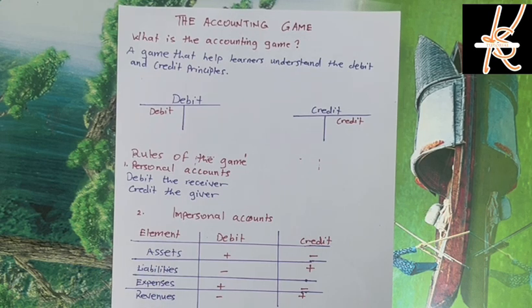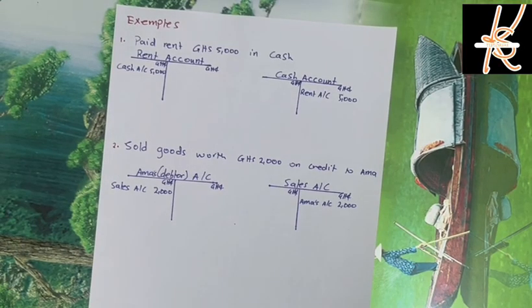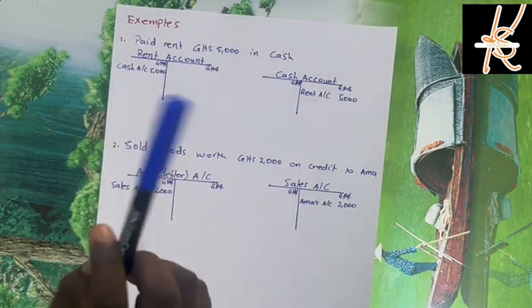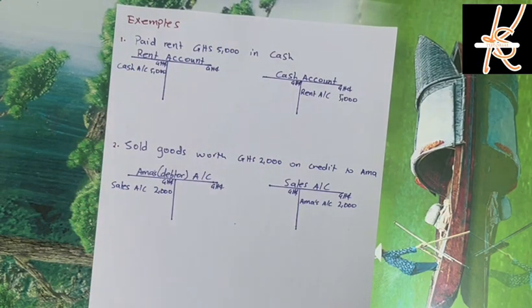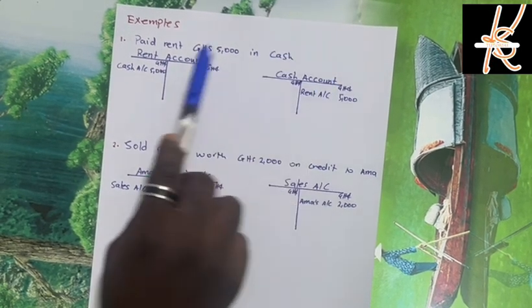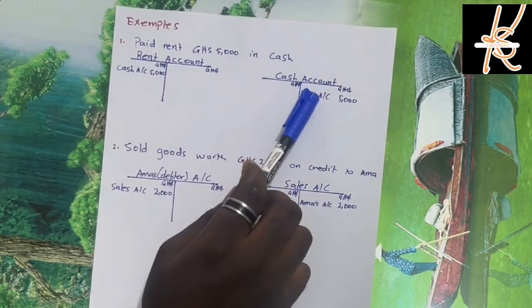Okay, so I have an example here that we are going to try our hands on. It says paid rent Ghana cedi 5,000 in cash. What does it do? So we have the rent account and then the cash account.